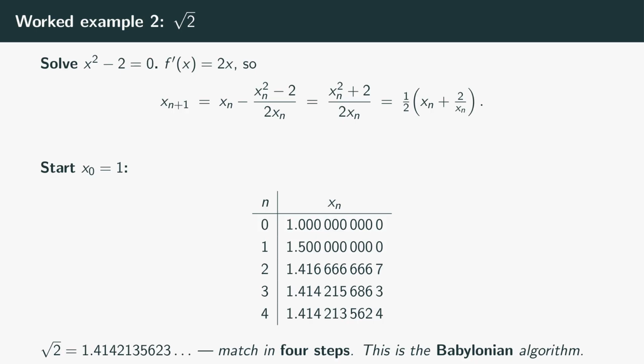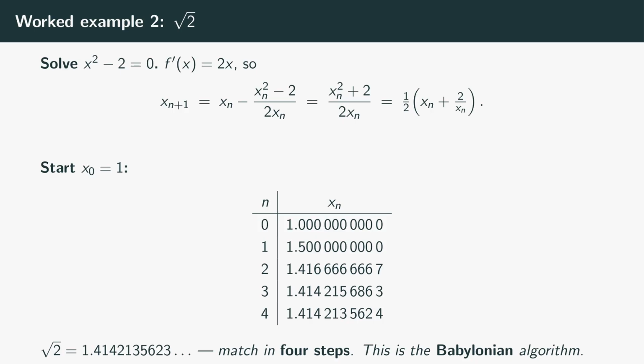over 2x sub n. Combine the fraction. The numerator becomes 2x sub n squared minus x sub n squared plus 2, which is x sub n squared plus 2, over 2x sub n. Split the fraction. X sub n squared over 2x sub n is x sub n over 2. The remaining 2 over 2x sub n is 1 over x sub n. So x sub n plus 1 equals 1/2 times the quantity x sub n plus 2 over x sub n. Beautiful formula. Average your current guess with 2 divided by your current guess.